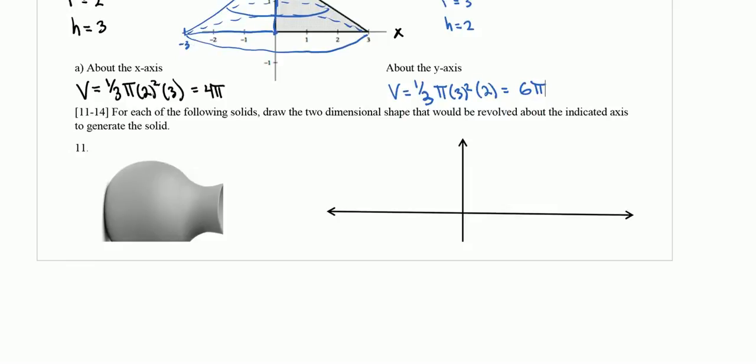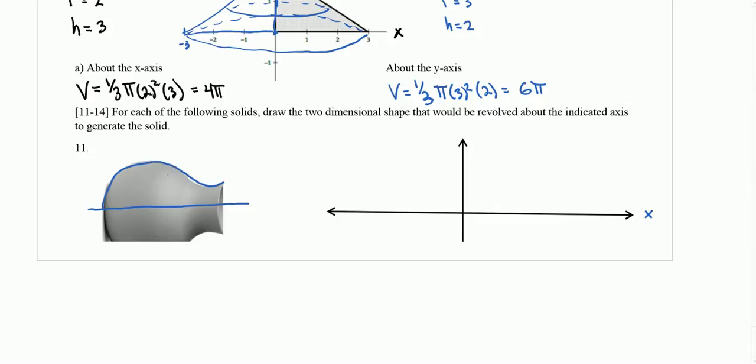Last one for each. So for number 11 here, we're going to draw a two-dimensional shape that would be revolved about the indicated axis to generate the solid. So on this one, we're going to revolve it around the x-axis to create this bowl shape. Okay, and so anywhere on the x-axis, it doesn't really matter where we start. I'll start at 0, 0. So if I cut this right down the middle, I'm going to be drawing this top half here.